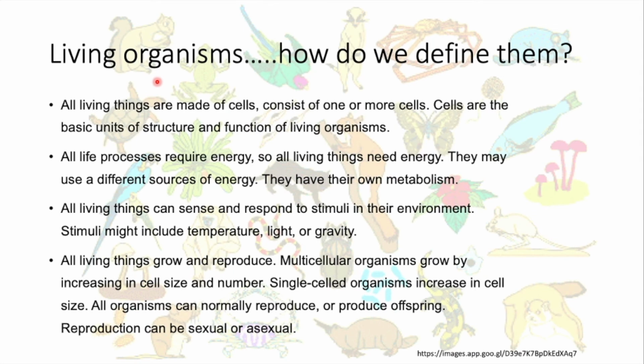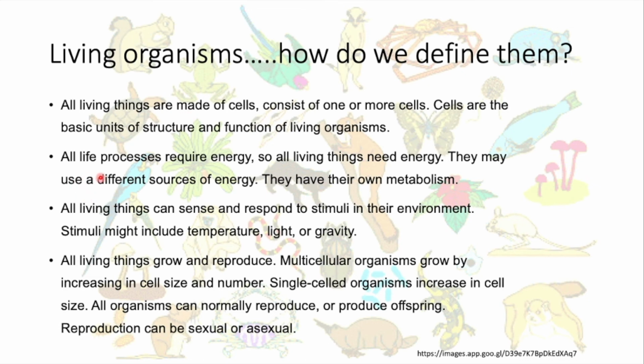Okay, now let's start from the basic knowledge. What are living organisms? How do we define them? Here I list some of the characteristics of living organisms. The first one, all living organisms are made of cells. It can be one cell, a single cell, or we can call it unicellular organisms. However, it can be more cells, or we can call it multicellular organisms.